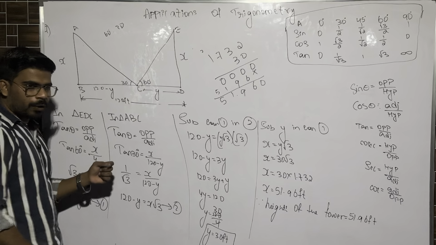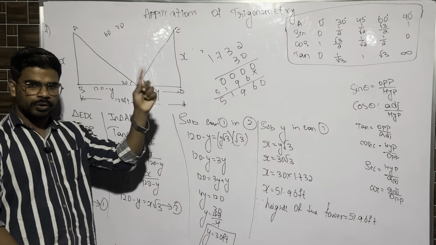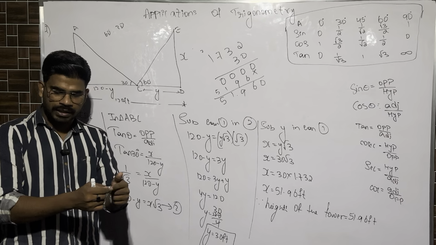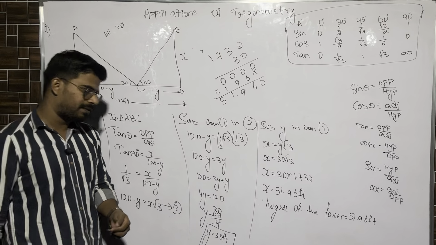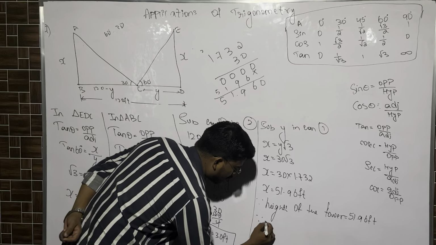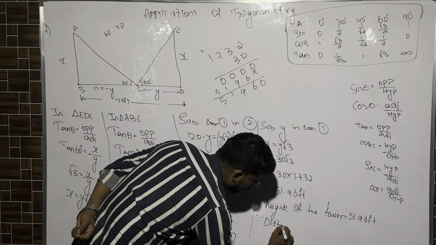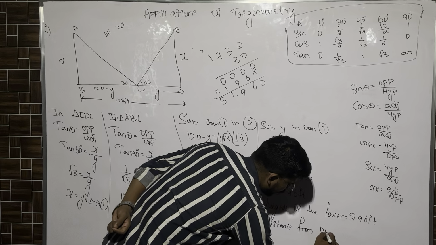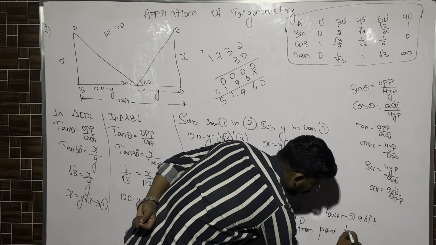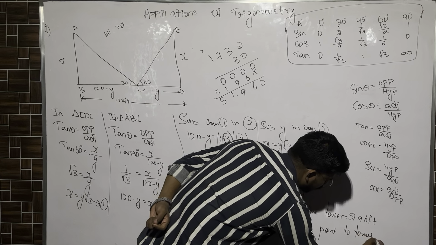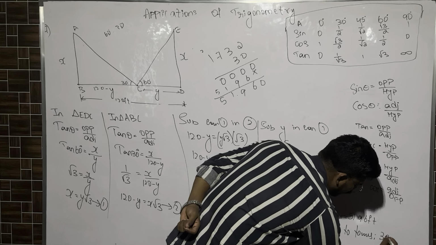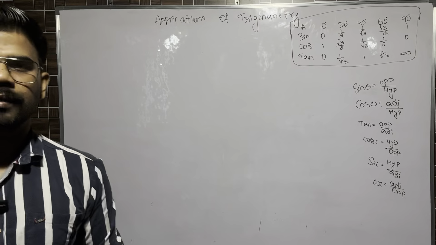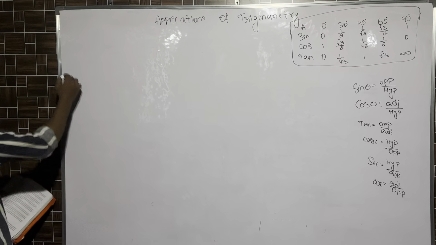So from the point where we are looking at both the towers, one tower is at 30 feet distance, another tower is at 90 feet. Therefore, the distance from the point to the towers. How much is the distance? 30 and 90.